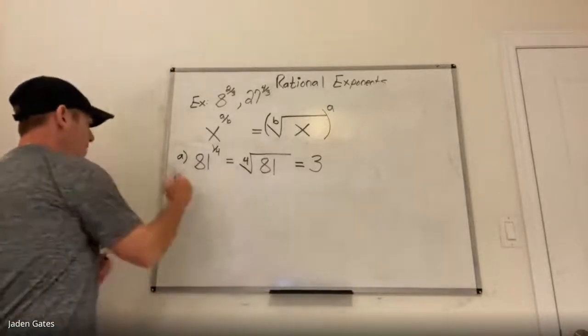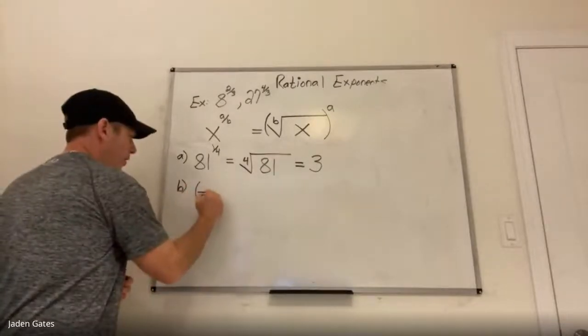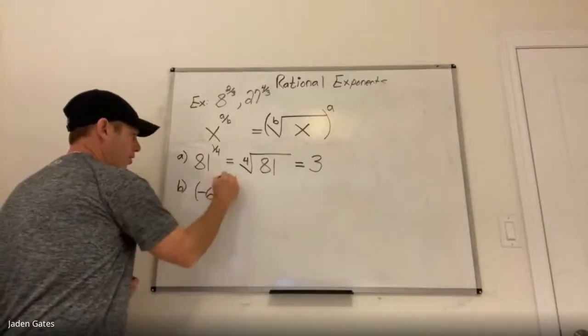All right, B. What do we got here? Negative 64 to the 1/3.